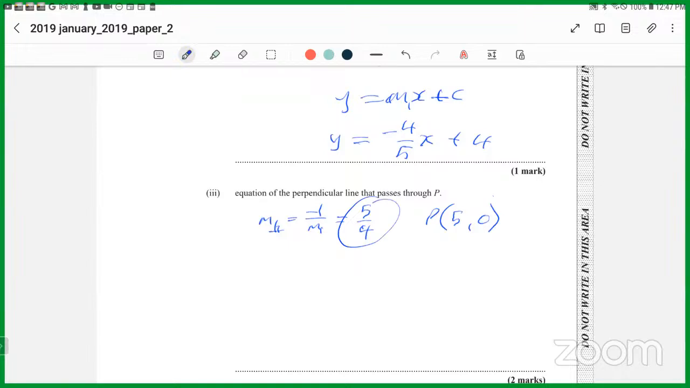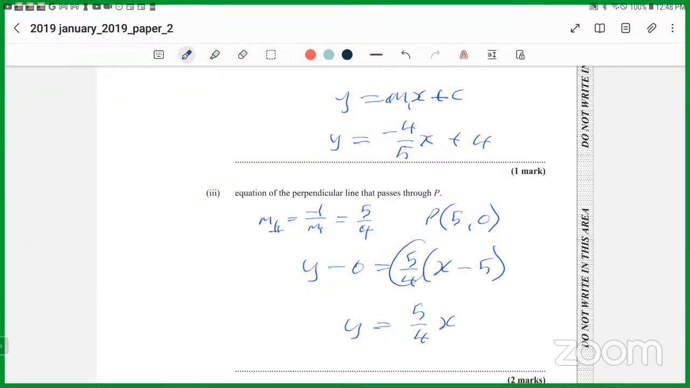So we're using this gradient and this point to get the equation. It becomes y minus the y value at P, which is 0, equals the gradient 5 over 4, times x minus the x value at P, which is this 5 right here. So it's y equals 5 over 4x, and this time minus 25 over 4. That is it. You can leave it at that.